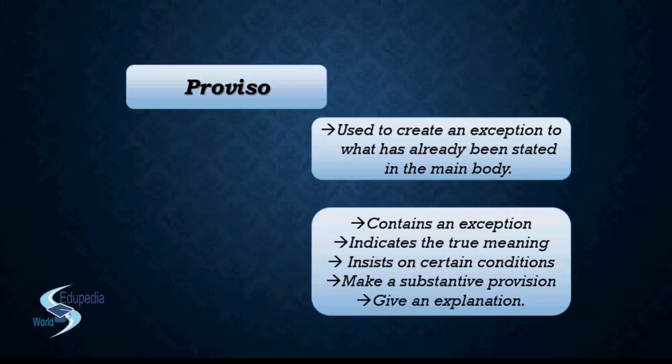And the last one was only about giving an explanation. When the words are not very clear, when the words are ambiguous, or when the interpretation becomes difficult, the proviso is used to give the exact explanation, the intention of the legislature. So that is the use of a proviso. Right? Now I hope you are clear with the definitional section, the illustration and the proviso.